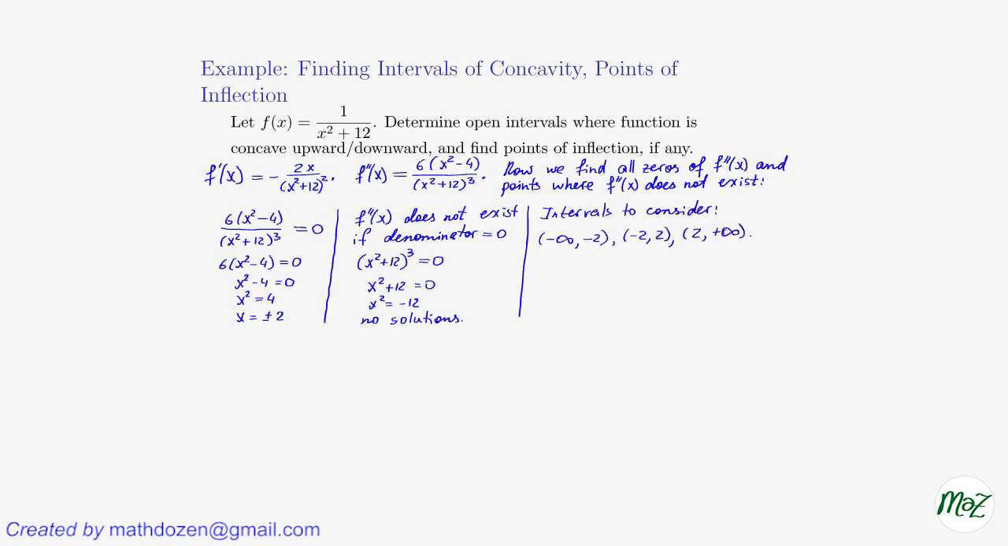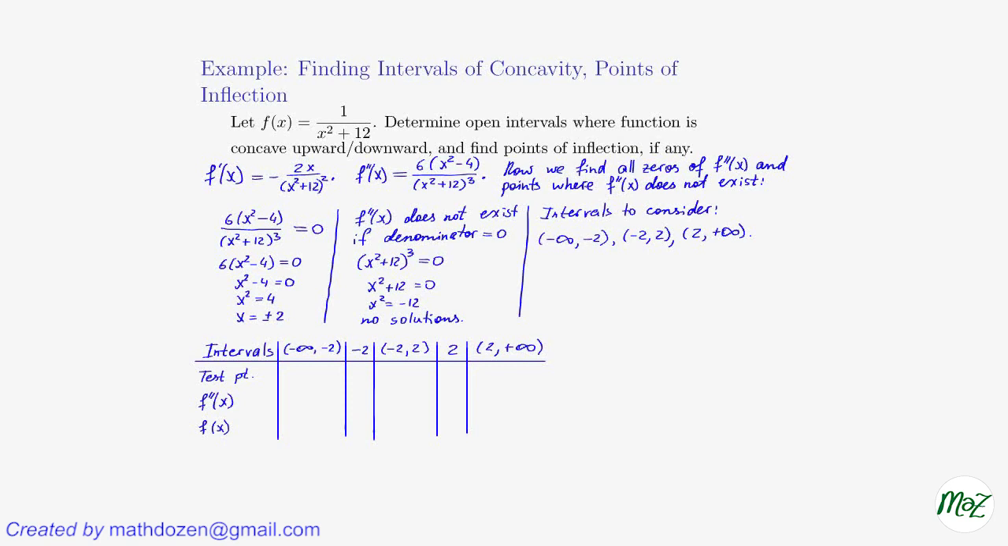So the intervals we're going to look at are negative infinity to negative 2, negative 2 to positive 2, and the third interval 2 up to positive infinity. We put that into a table with the intervals, test points, and the values of the second derivative. For the test points we choose negative 3, 0, and 3, and then evaluate the second derivative at each of those points.